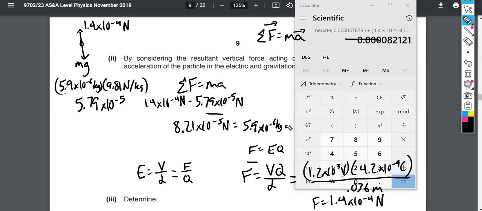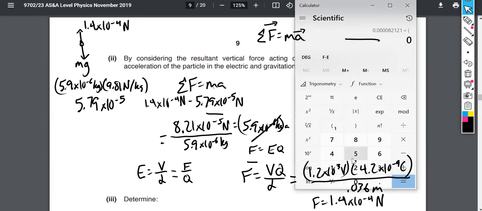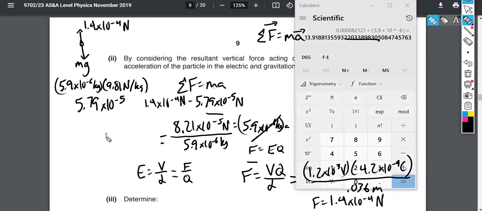F equals ma, a certain amount. So if we divide both sides by this, then we'll have the acceleration, and this should be a number that's close to 14. So I've got that in my calculator still. Divide it by the mass, open parentheses, 5.9 times 10 to the negative 6. And I get a number there, 13.92 meters per second squared, and that is indeed about equal to 14.